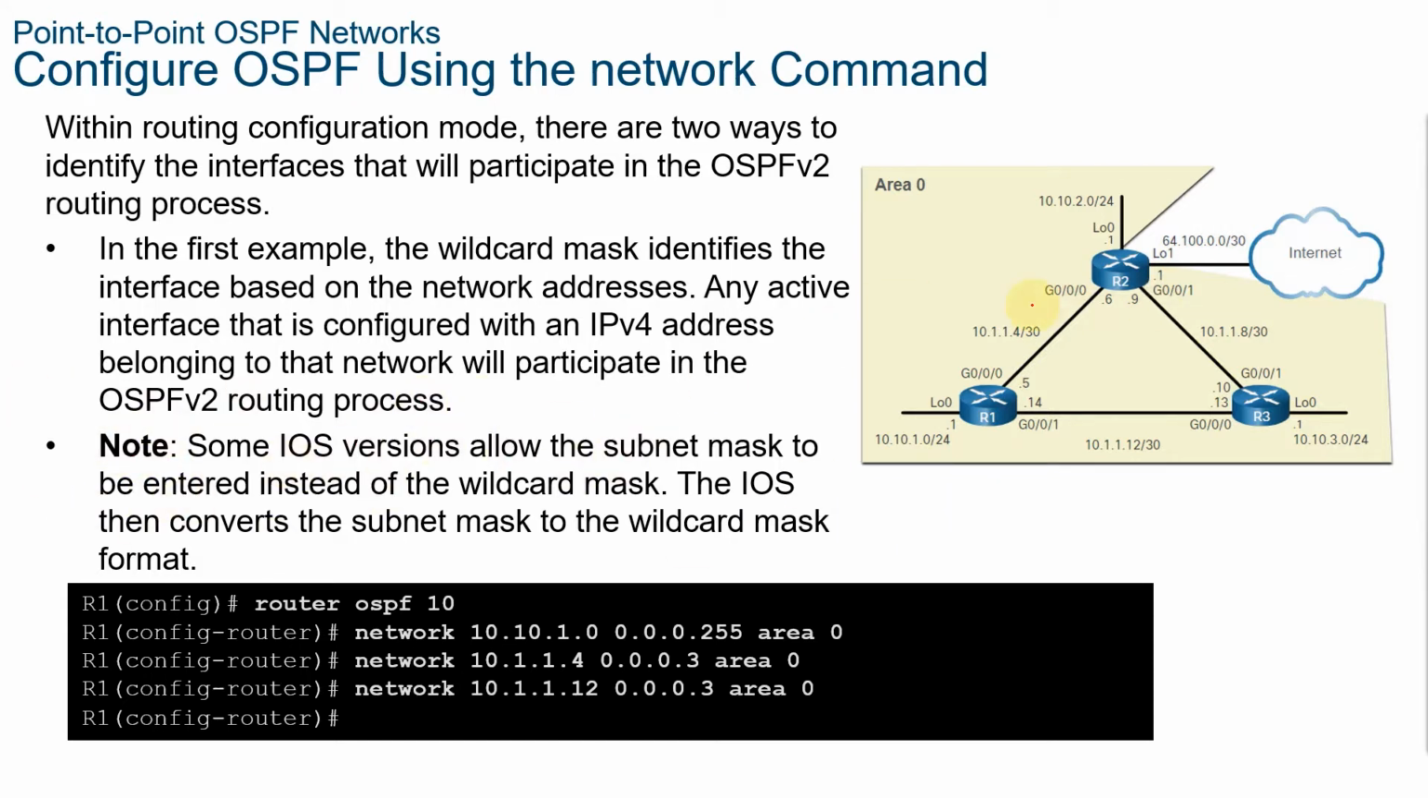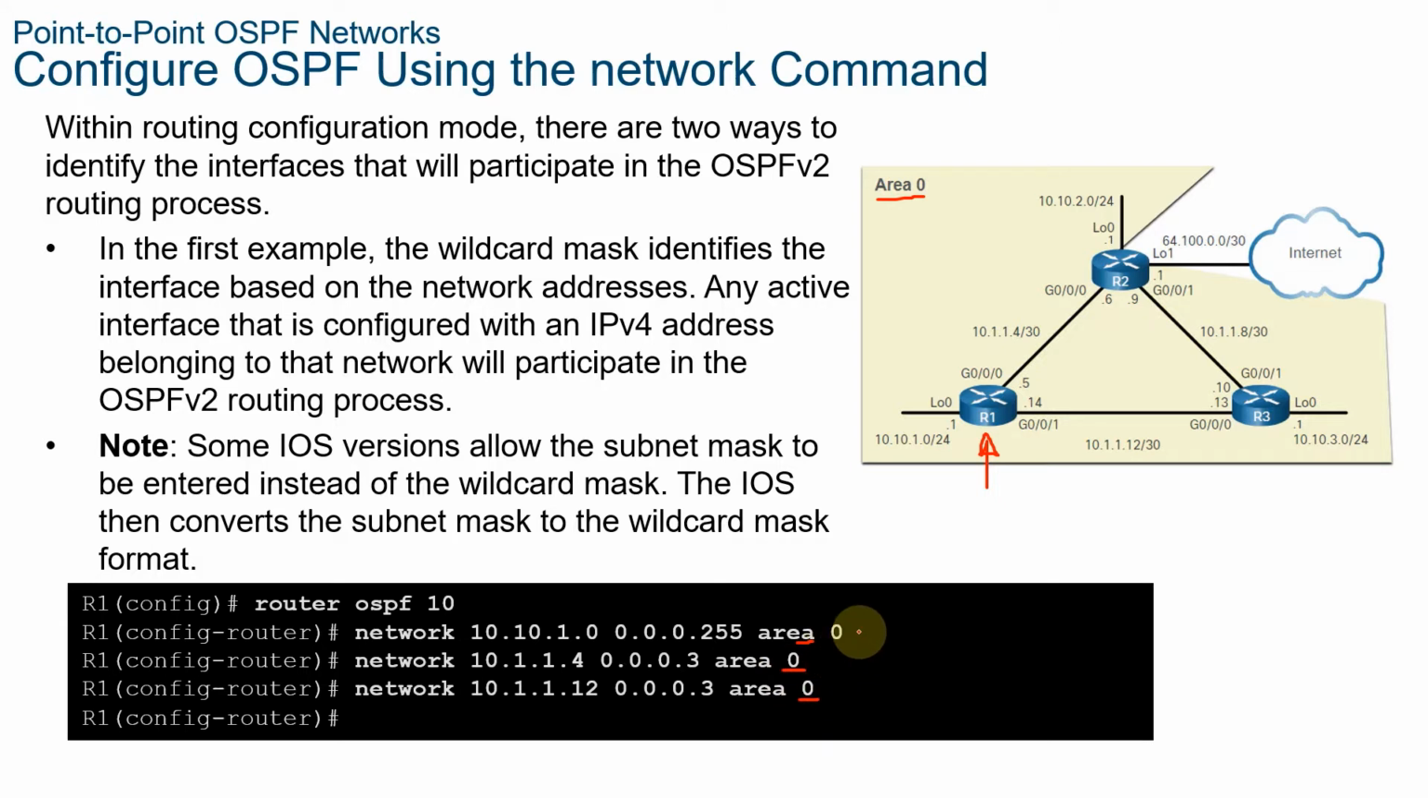Now, referring to the given topology, our reference is on R1. On R1, of course, we need to start with router OSPF, then network 10.10.1.0 0.0.0.255 area 0. So this is area 0 here, and all of those should be area 0.